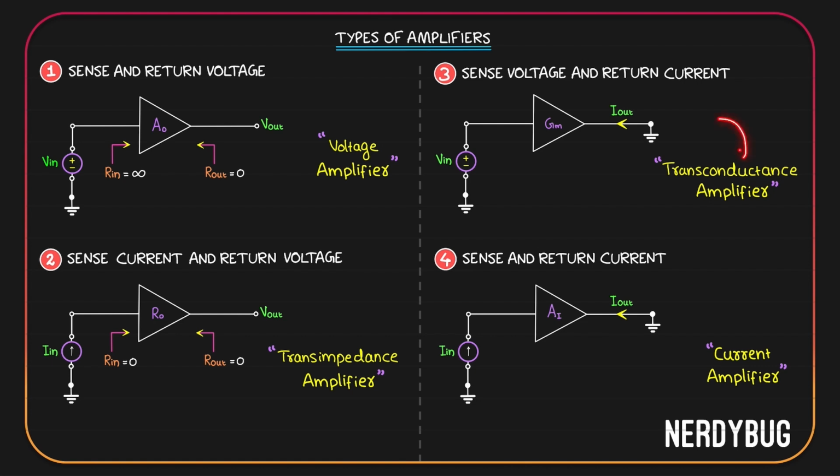Take the transconductance amplifier. It senses voltage at the input. So ideal input impedance should be infinite. It returns current at the output. So ideal output impedance is also infinite. Now take the current amplifier. It senses current at the input. Ideal input impedance will be 0. It returns current at the output. So ideal output impedance is infinite. So these are the 4 amplifiers that we have to deal with.